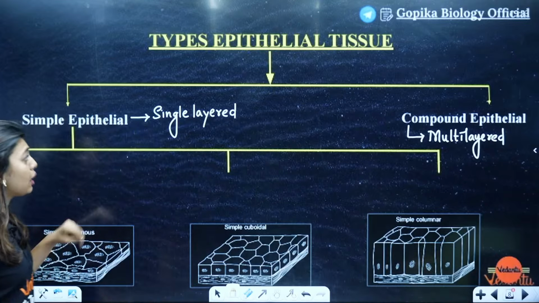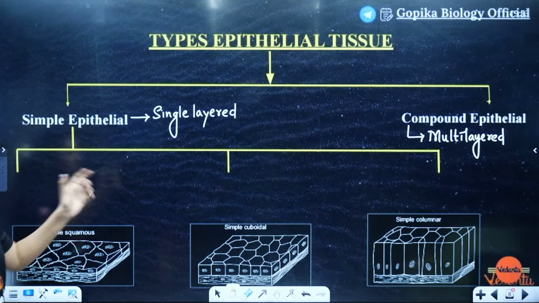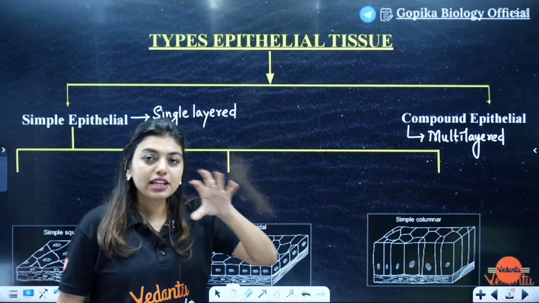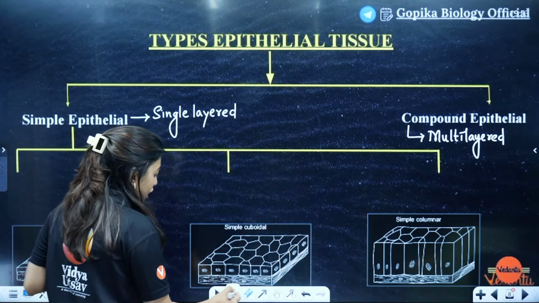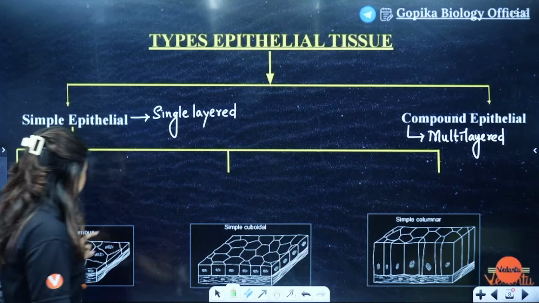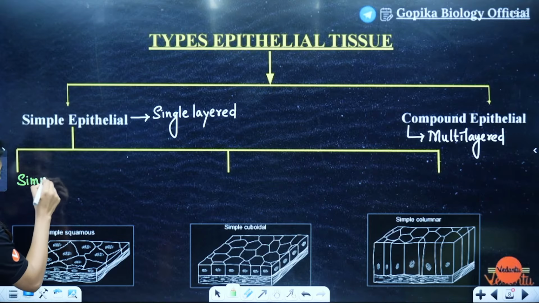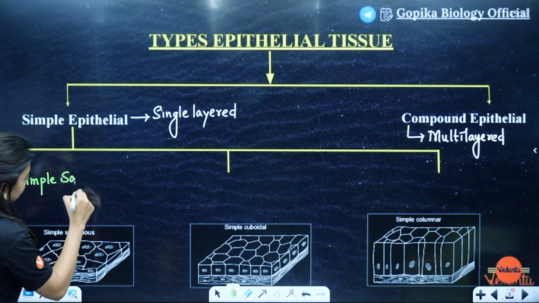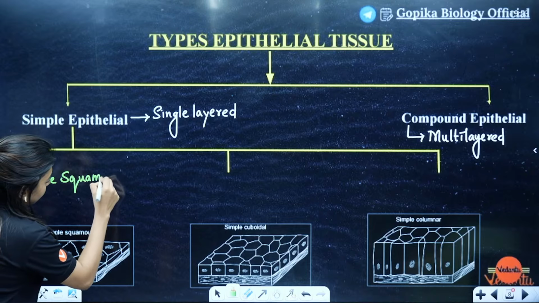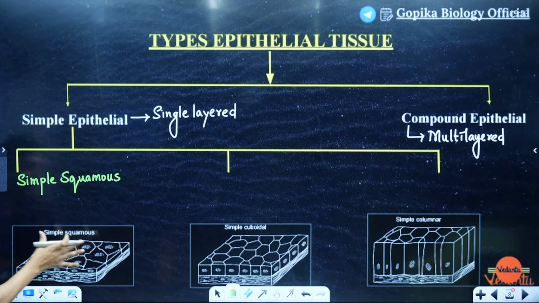Now I told you, this simple epithelium is further divided based on their shapes. What are their shapes? First one that you can see here is the simple squamous. Okay, first one is what, students? Simple squamous shaped.